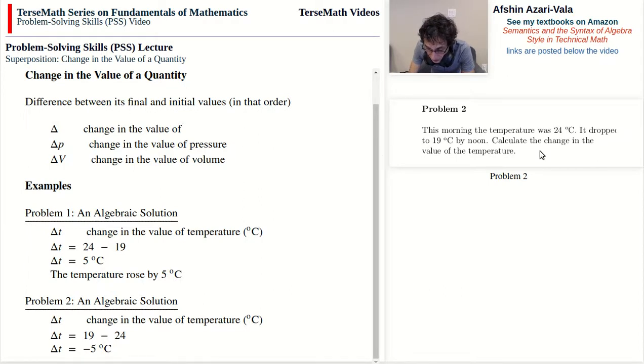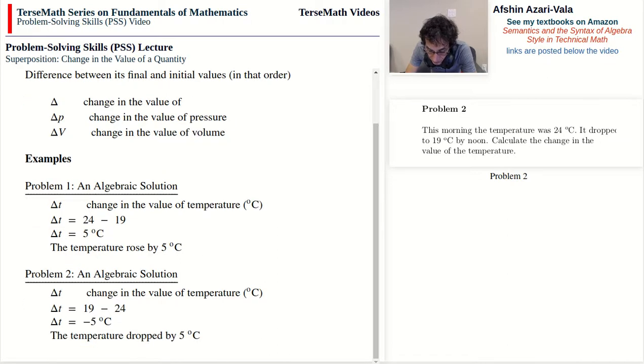As you notice yourselves, we started with 24 and then it went down to 19. So we can now say that the temperature dropped by 5 degrees Celsius. Not dropped by negative 5 degrees Celsius, but dropped by 5, because the use of the word drop effectively reads the negative sign. You could say the temperature changed by negative 5 degrees Celsius, but then you can say also that the temperature dropped by 5 degrees Celsius.